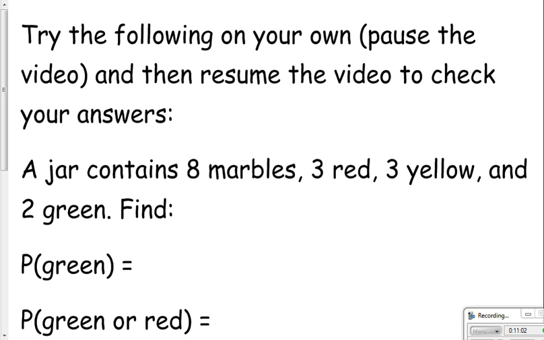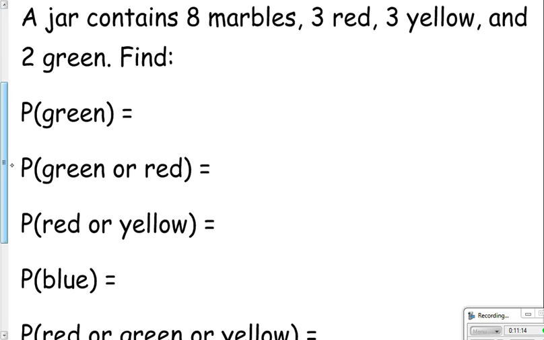Okay, moving along. For this next part, I want you to try the following on your own. So I need you to pause the video and then come back and see if you got your answers right. Please hit pause now on the video and then restart once you have answers. Don't cheat on this or you're cheating yourself of the opportunity to practice. Okay, thanks for actually trying those on your own.